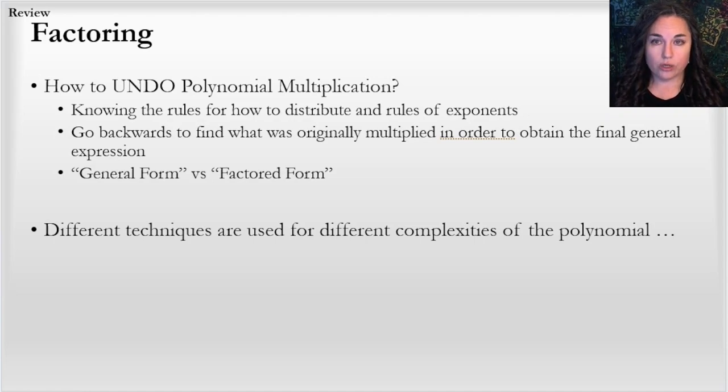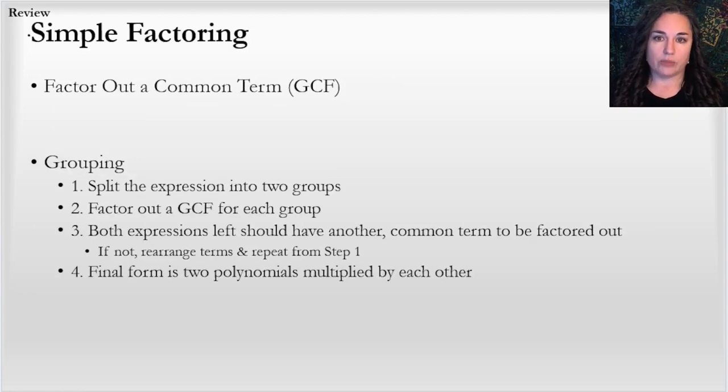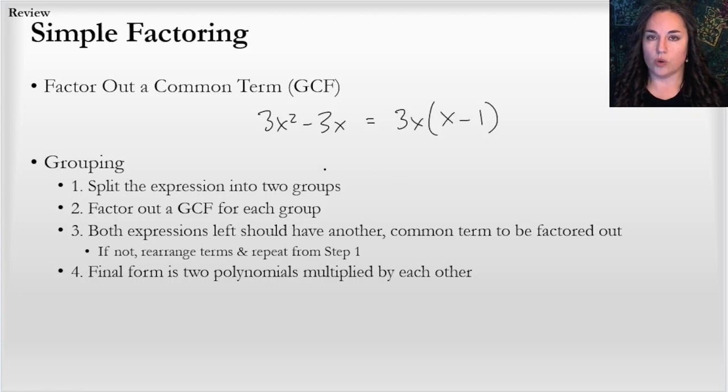I'm doing a review of common techniques that you should have quick at your disposal to be able to factor. The first thing is factoring out a common term. This may be just a constant, 3x squared minus 3x. You can see factoring out a 3 out of both of those terms. The other thing is to be able to factor out a variable term. You may see that I can factor a 3x out of both of those terms. That would leave me an x minus 1.